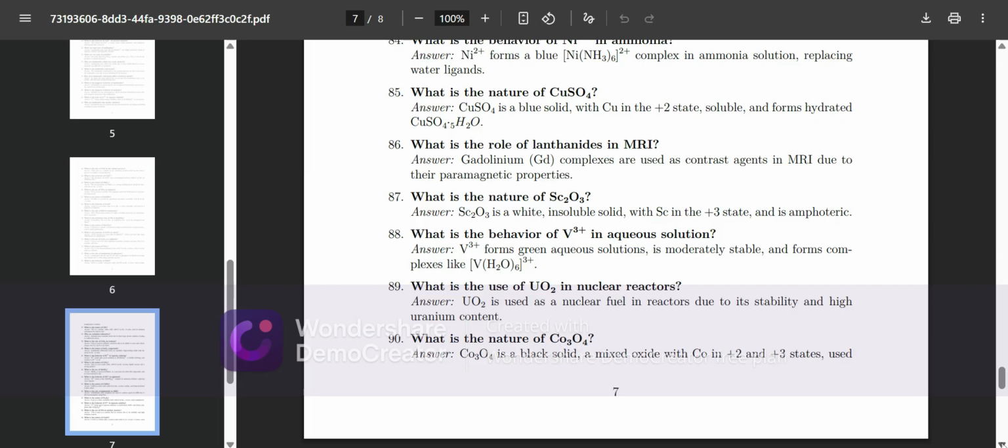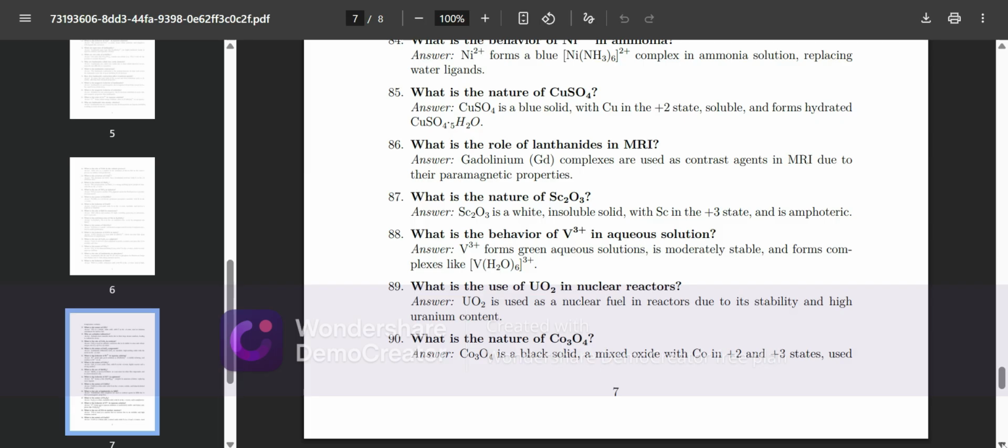What is the behavior of vanadium 3+ in aqueous solution? Vanadium 3+ forms a green aqueous solution, is moderately stable and forms complexes like [V(H2O)6]3+. What is the use of UO2 in nuclear reactors? UO2 is used as a nuclear fuel in reactors due to its stability and high uranium content.